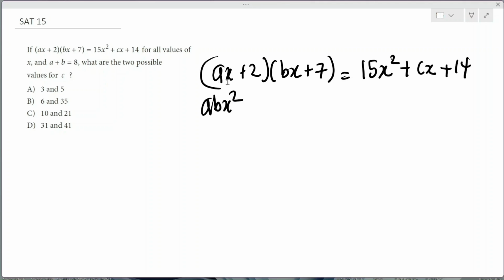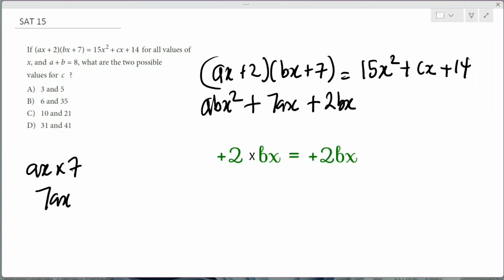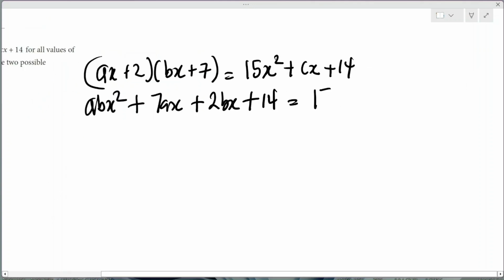Next you have ax times 7. You've multiplied it by this, you need to multiply it by plus 7. So you have ax times 7. That will give you 7ax. Next we go for the plus 2. Plus 2 times bx will be plus 2bx. Then plus 2 times plus 7 is plus 14 equals 15x² + cx + 14.